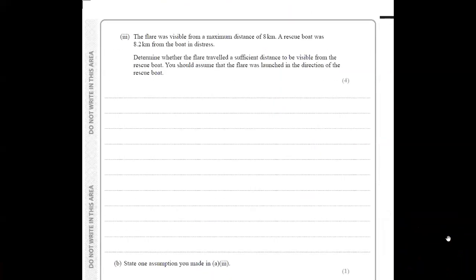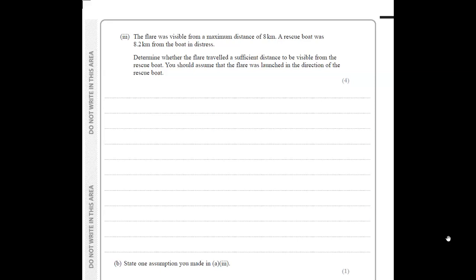You will see the second part is the kind of question you are going to be seeing quite a lot. They're saying the flare was visible from a maximum distance of 8 kilometers. A rescue boat was 8.2 kilometers from the boat in distress. Determine whether the flare traveled a sufficient distance to be visible from the rescue boat. You should assume that the flare was launched in the direction of the rescue boat.